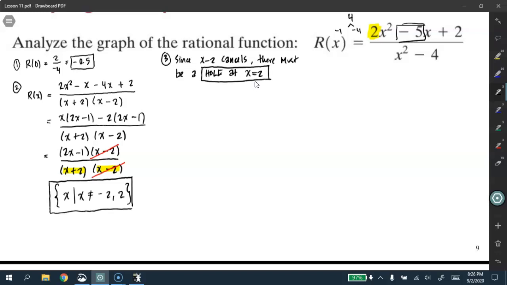Well, really quickly, what about vertical asymptotes? Whatever is left over is the vertical asymptote. So look at the domain.